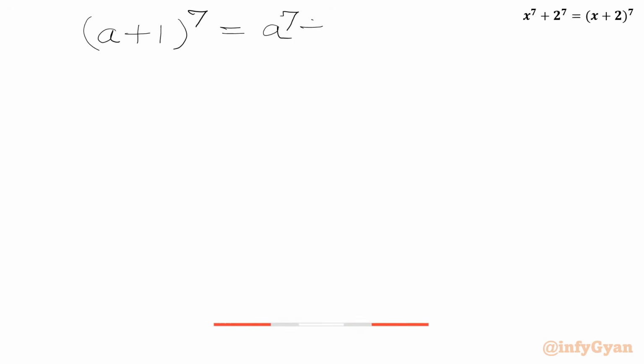Now I will write our equation once. (a plus 1) whole power 7 equal to a power 7 plus 1. I will use Pascal triangle for expansion coefficients. So I will write here 1, 1, 1. For power 2, coefficients will be 1, 2, 1. We will add these two to get this 2. Similarly, for power 3, 1 would be as it is, 1 plus 2 is 3, 2 plus 1 is 3, then we have 1. For power 4, we will write 1, 4, 6, 4, 1.